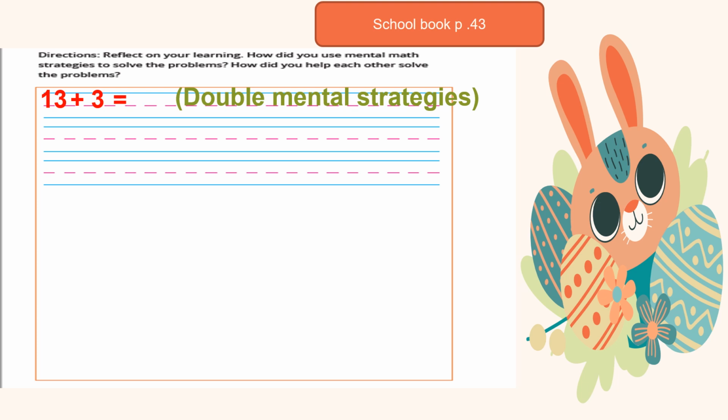Equation number 2, 41 plus 5. Now we will use the counting on strategy. So we will go forward 5 steps. After 41: 42, 43, 44, 45, 46.